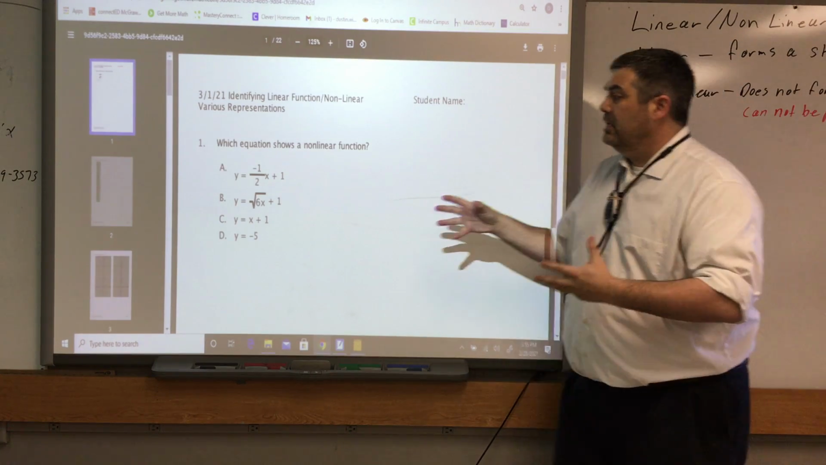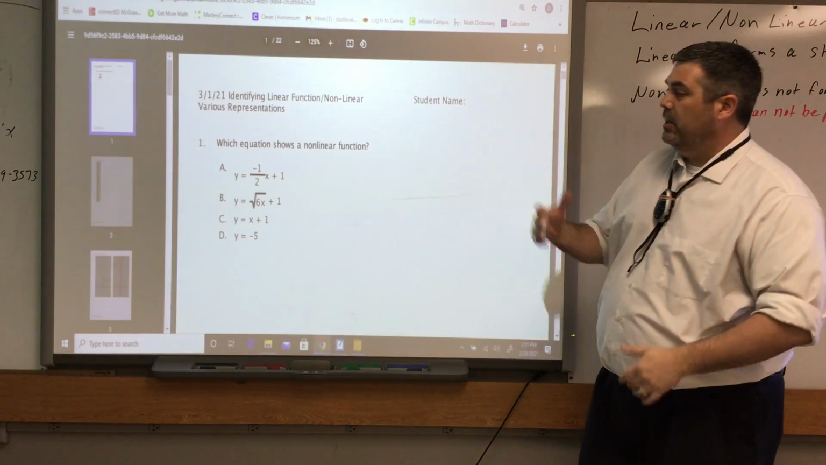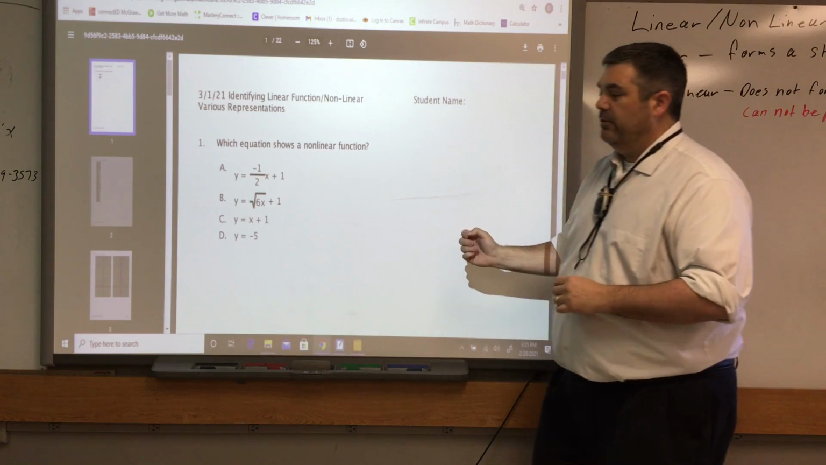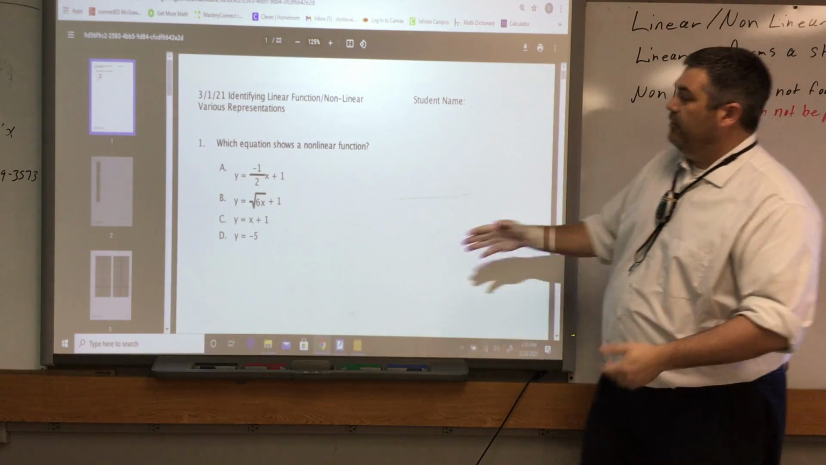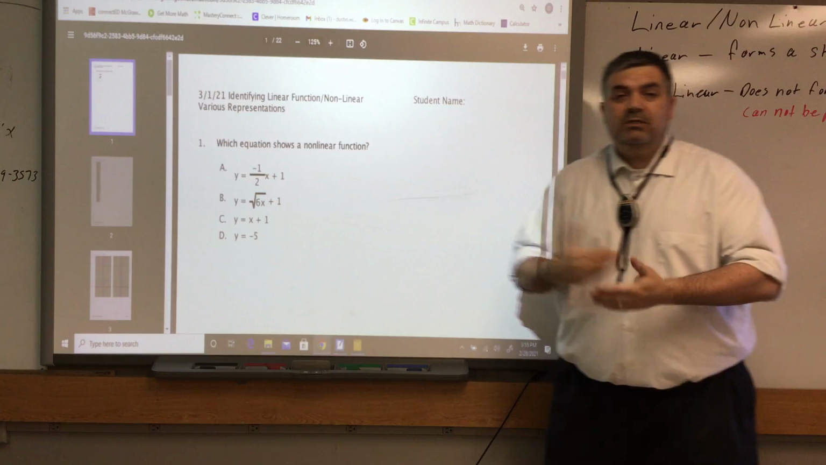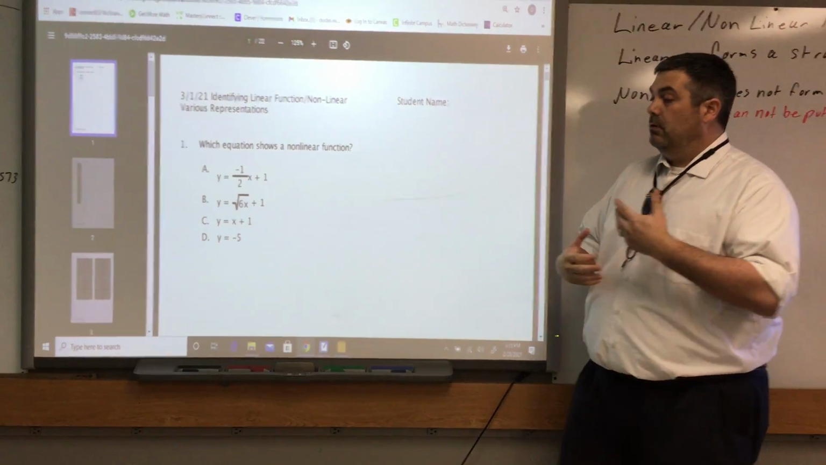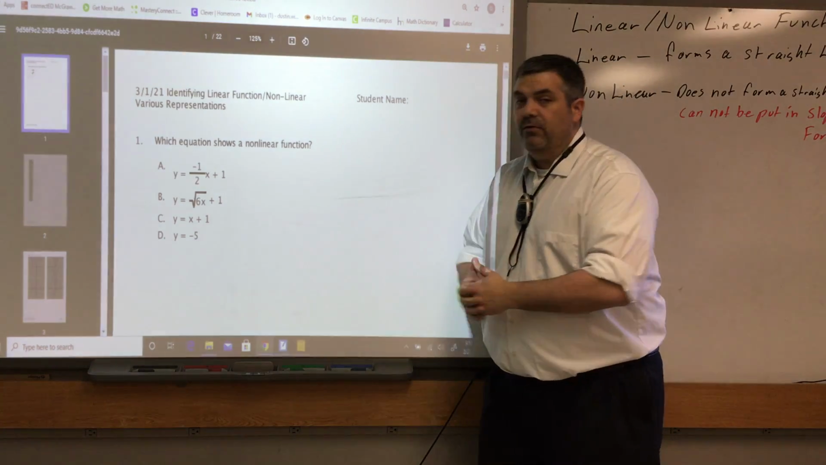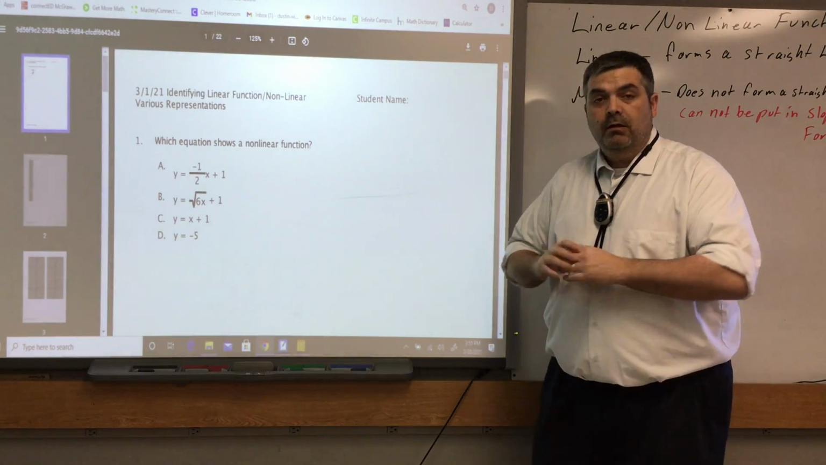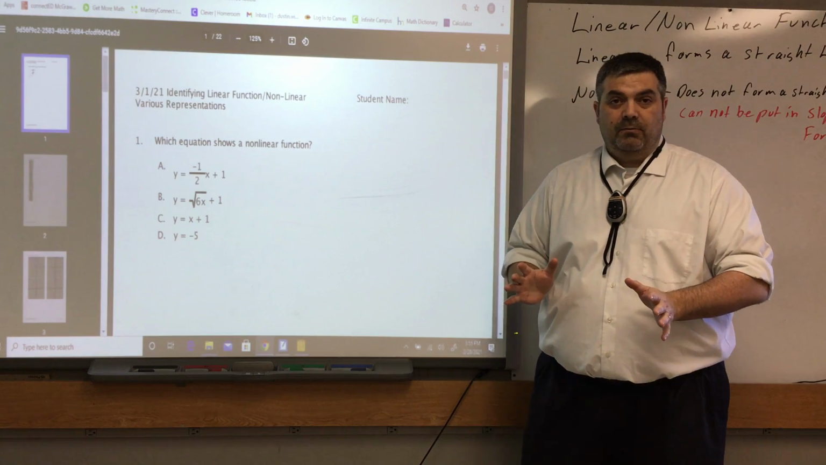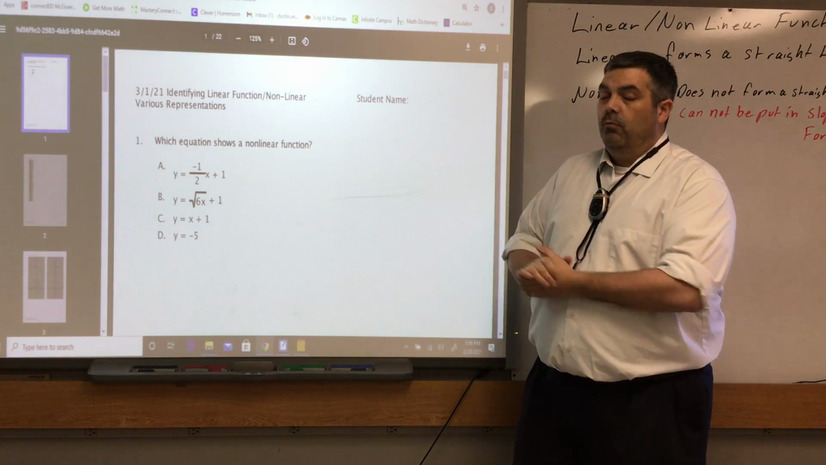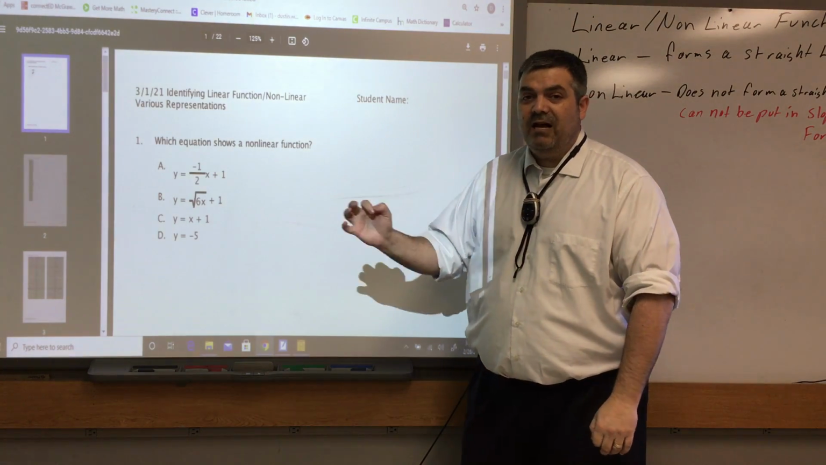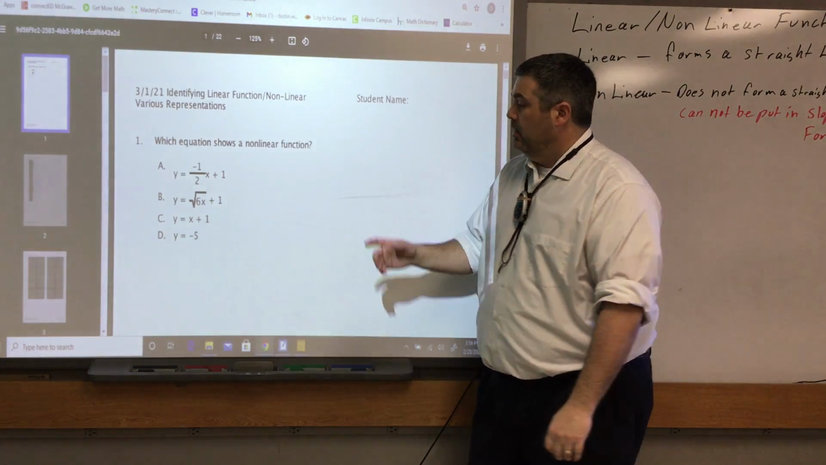So when we start getting into this, we're going to have different questions, right? Which equation shows a nonlinear function? Well, if they give us an equation, which one is in slope-intercept form? Now, some of these may not be in slope-intercept form, and you'll have to put them in that way. Most of them that I have seen have all been in slope-intercept form when given the equation. Now, what you're looking for is the one that says, which one is nonlinear? Which one does not form a straight line?